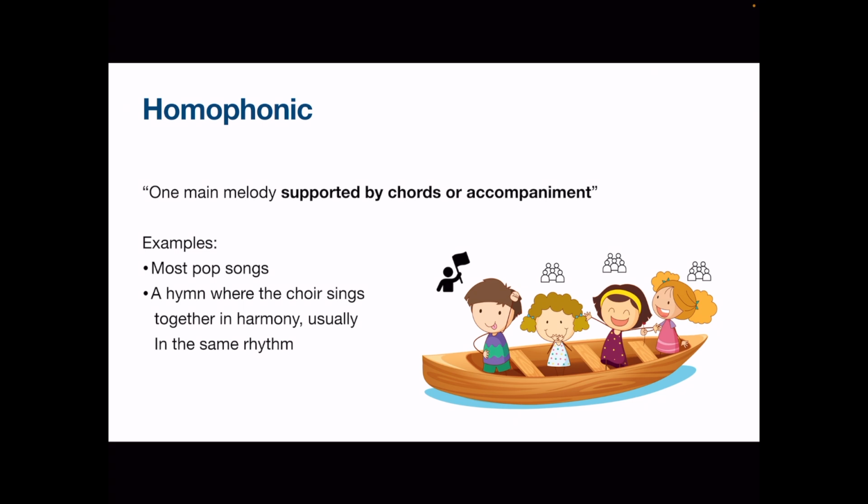Once again, examples of homophonic music would be most pop songs or a church hymn where the choir sings together in harmony and usually in the same rhythm. So let's hear another example, and this time it's still Row, Row, Row Your Boat, but in homophonic texture.